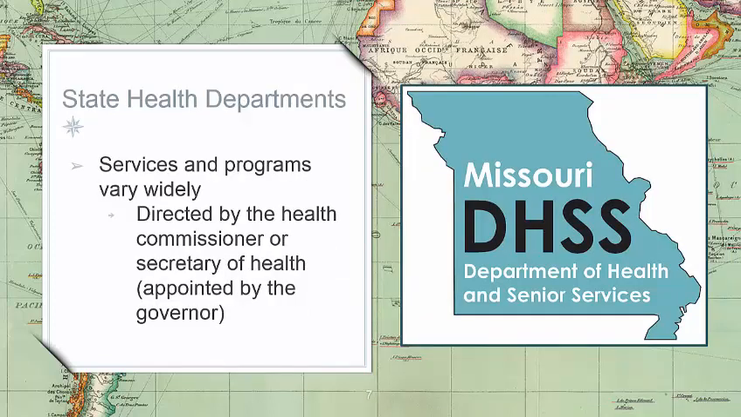Then you have even smaller level, your state health departments. In Missouri, it's the Department of Health and Senior Services, the DHSS. Anytime you go to a local level, you're going to see services and programs that vary widely from state to state. The idea behind this is that it's directed by the health commissioner of the state, or they can actually have a secretary of health that's appointed by the governor, and it's focused on the needs of that particular area of the country.